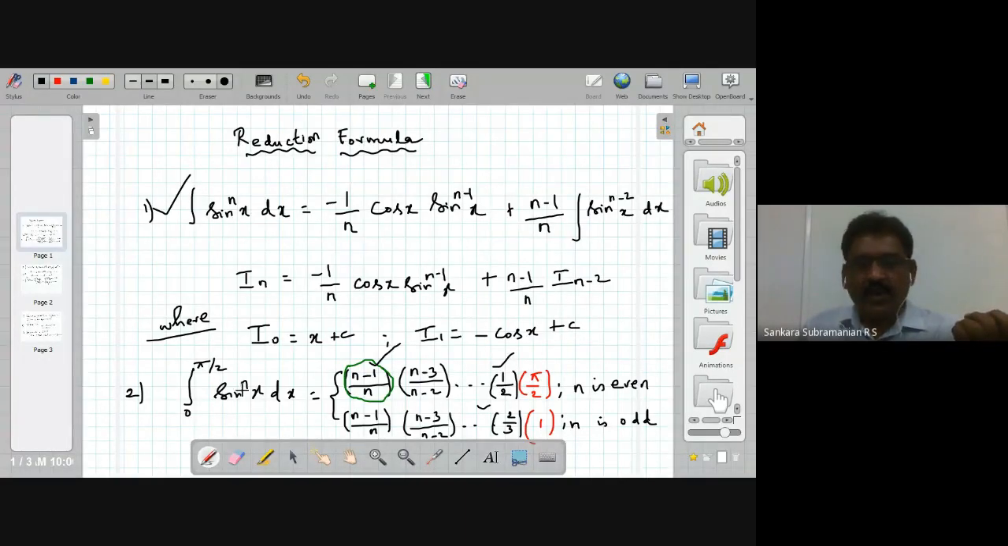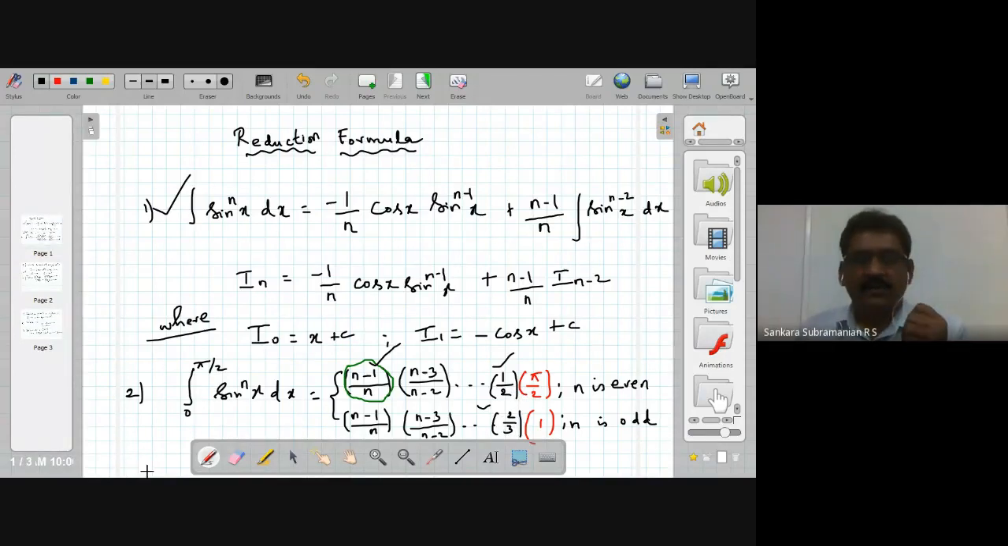And if n is an odd number, n minus 1 will be an even number. And if you keep on subtracting 2 from the numerator, don't go for 0. Finally, you will arrive at a place where you can get 2, and in the denominator, you will be getting 3, so 2 by 3.